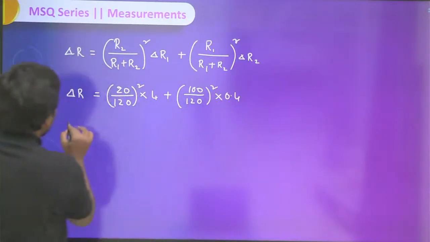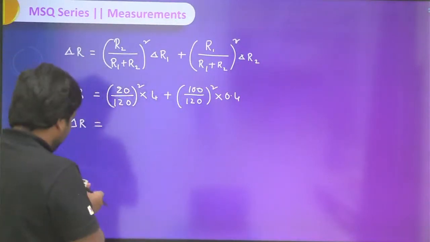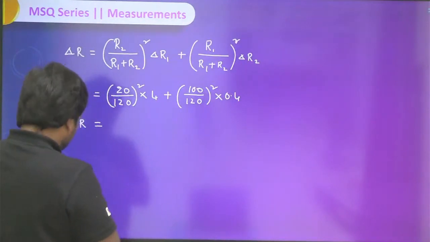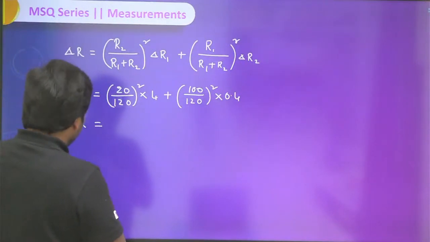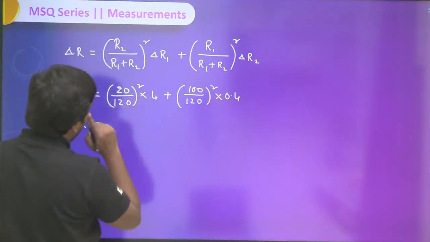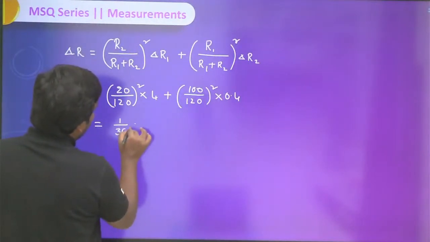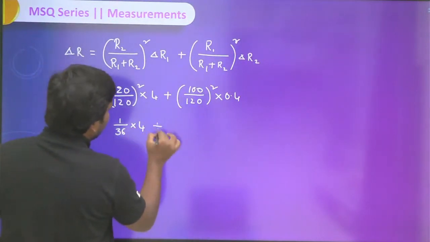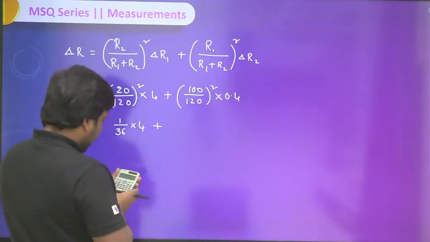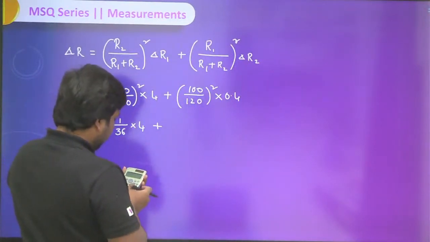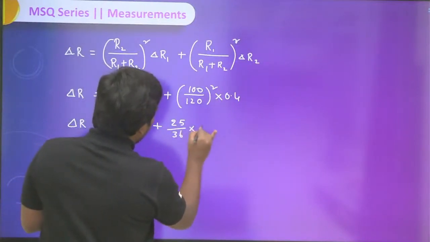Though it looks like a big approach, this is the standard approach. If you follow this, you will never fall into the trap, and you will get the answer for every question clearly. So 20 divided by 120, that is 1 by 6, I guess. Yes. And then 1 by 6 whole square, so 1 by 36 into 4, right? Plus, what about this one? 100 divided by 120, I could say, is 5 by 6. So it is going to be 25 divided by 36 into 0.4 here, right?